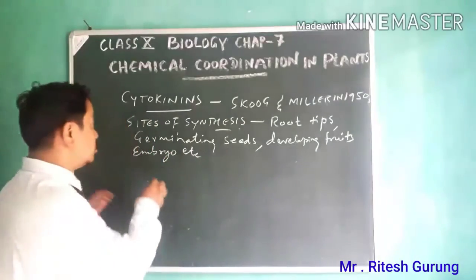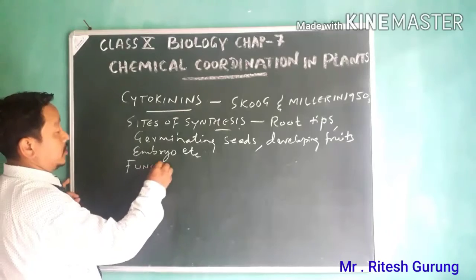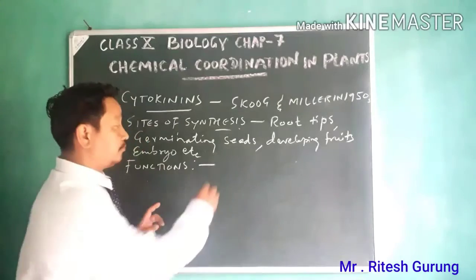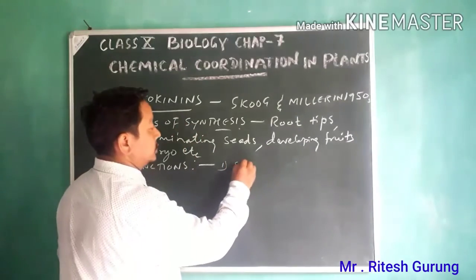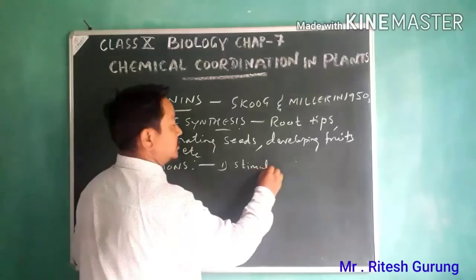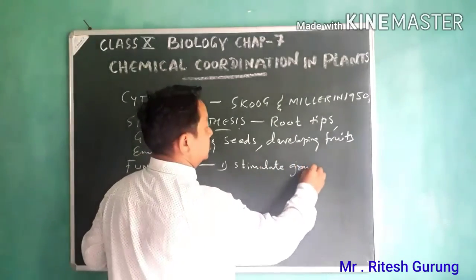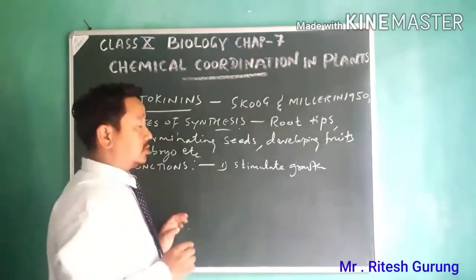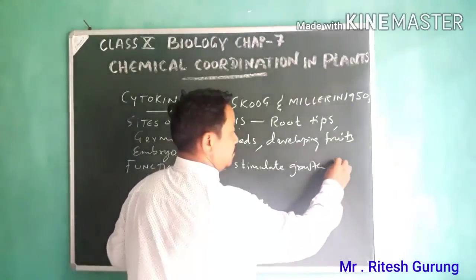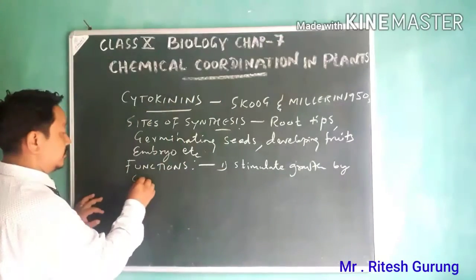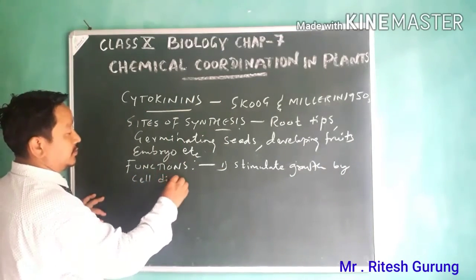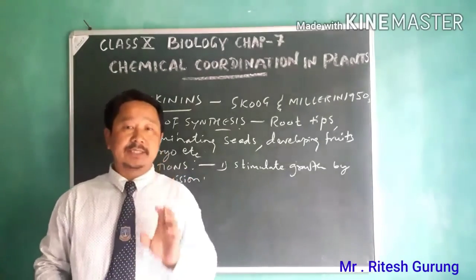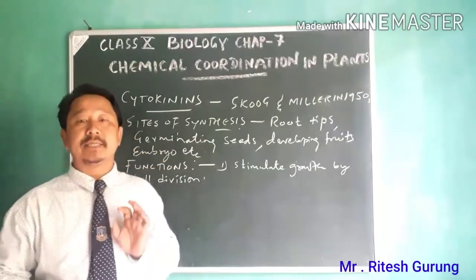So now we'll go directly to the functions, the main functions of these hormones. Number one, this hormone stimulates growth. Stimulate growth means plant growth, as we are talking about plant hormones. So stimulate growth by cell division. These hormones stimulate plant growth by cell division.